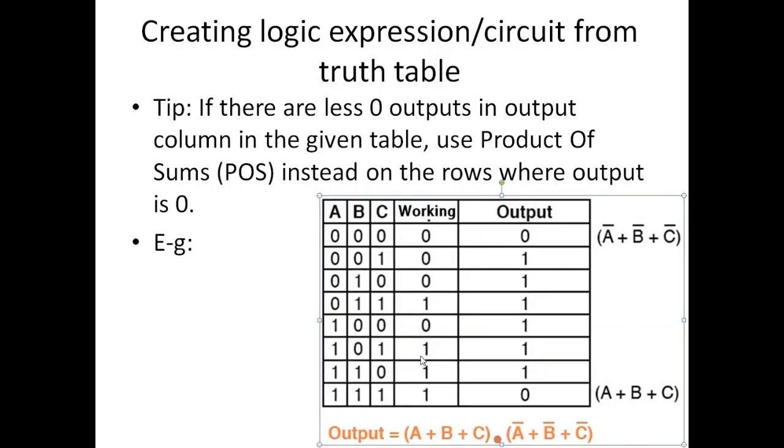Okay, so now I have corrected. This is the working column basically. So if A is 1, B is 1 and C is 1, A plus B plus C, then we are going to have the final output as 0.